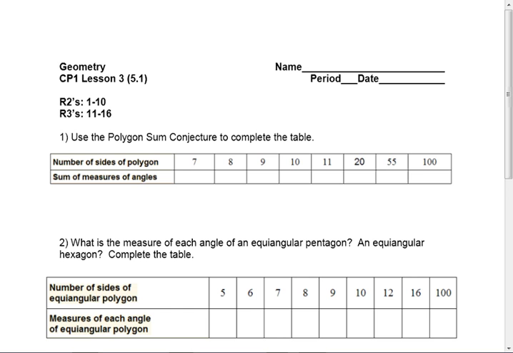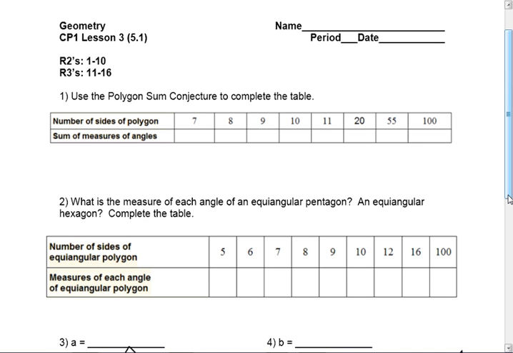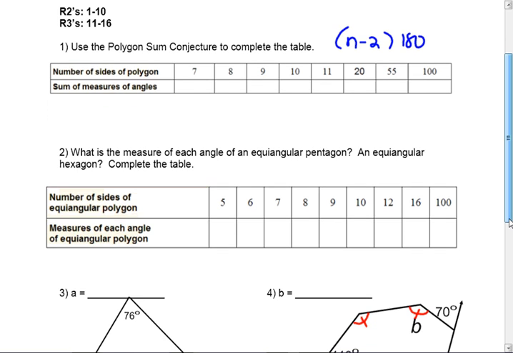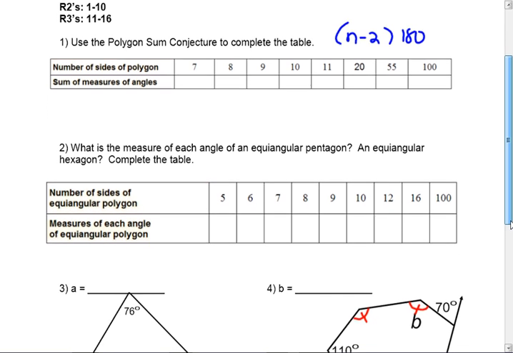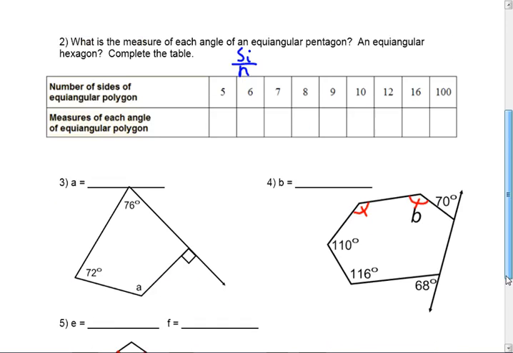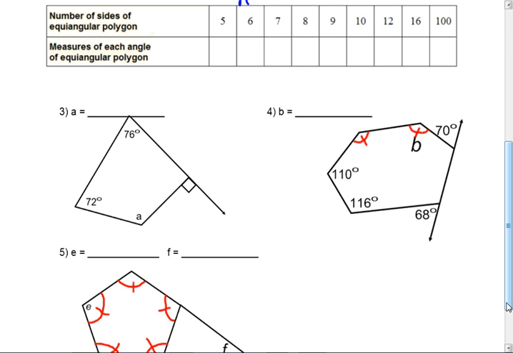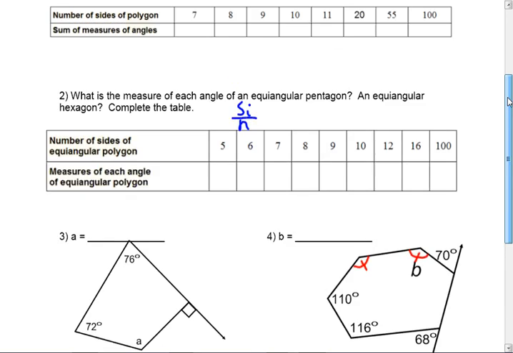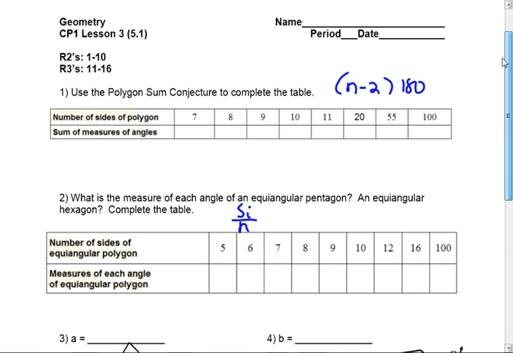Okay, how about problem 1? Are we okay with this one? This is n minus 2 times 180. And then this says we have an equiangular hexagon or equiangular polygon. So you take the sum of the interior angles and you divide by n. Okay, I'm looking for questions on any of these. The top one is n minus 2 times 180, and this is the sum of the interior angles divided by n.